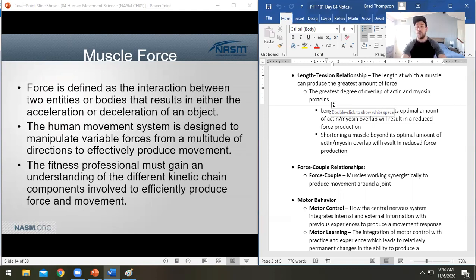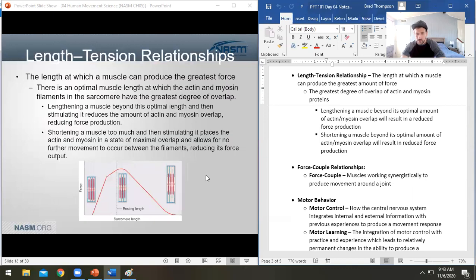We have to understand how force interacts with our body and how our body generates force if we're going to understand movement. So there is an ideal length at which your muscles can generate force. This is one of our key concepts.